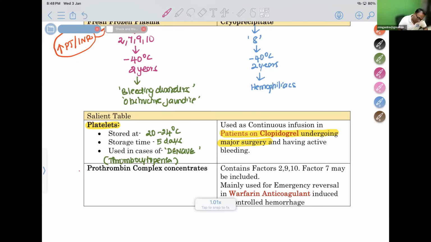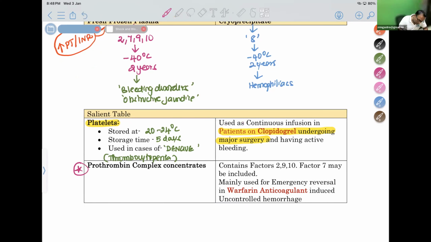Prothrombin complex concentrates is another new substance which is in powder form. Instead of depending on the blood bank, I can store this ampule, please remember, an ampule containing powder, in the ward itself. I can mix it and use it immediately. It is rich in factors 2, 9, 10, and factor 7 also can be included. It is more or less like what? Prothrombin complex concentrates can increase the prothrombin time. That means it is like FFP. Like fresh frozen plasma, I can use it.